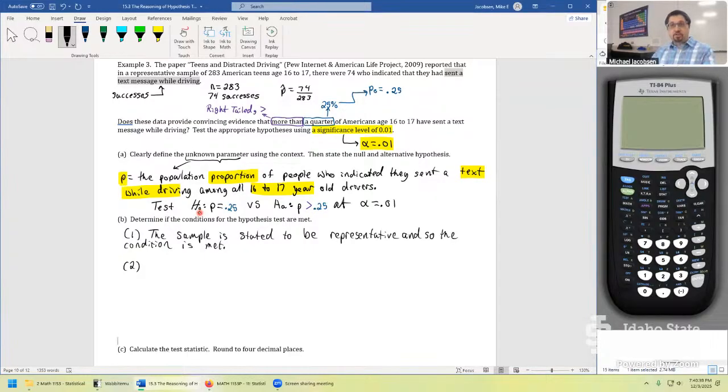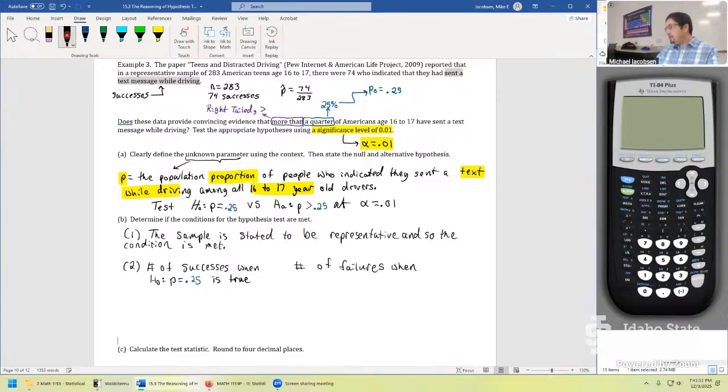So let's say it this way, just as a strong reminder. Number of successes when H naught, P equals 0.25, is true. And we'll count the number of failures when H naught, P equals 0.25, is true.